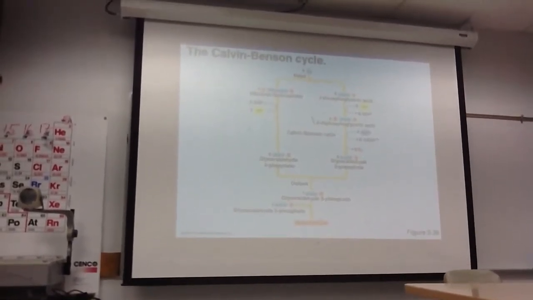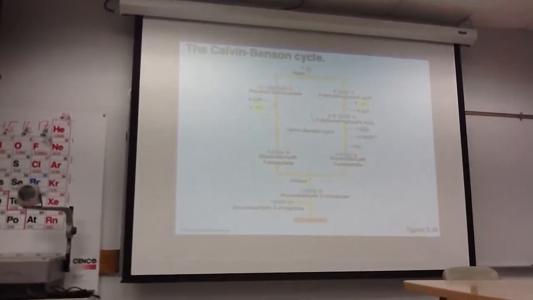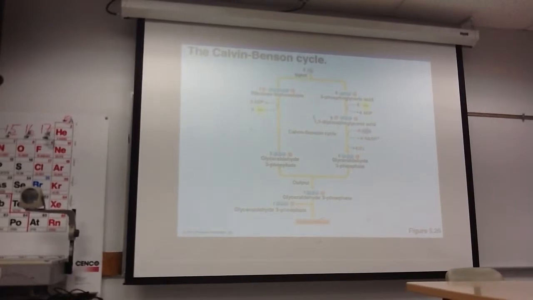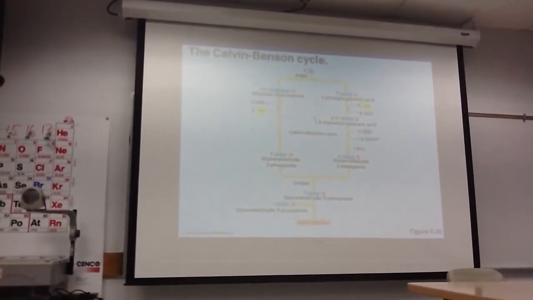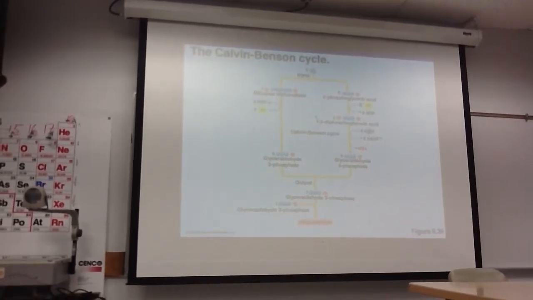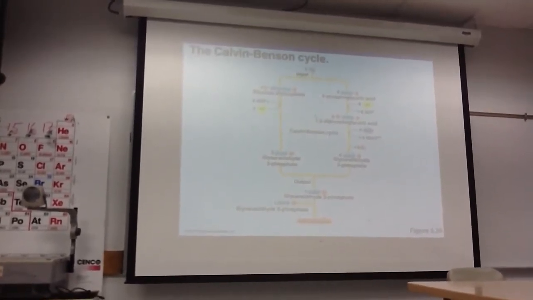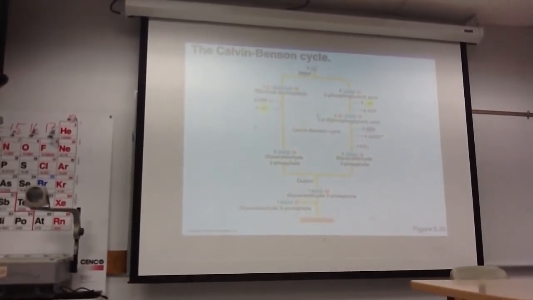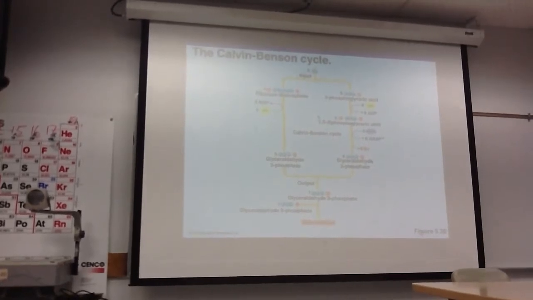That ATP combined with carbon dioxide will go into the Calvin-Benson cycle, which is the dark reaction. In using the carbon dioxide, you're going to generate 6 molecules of GP. 5 continue with the cycle, 1 branches off to become glucose.